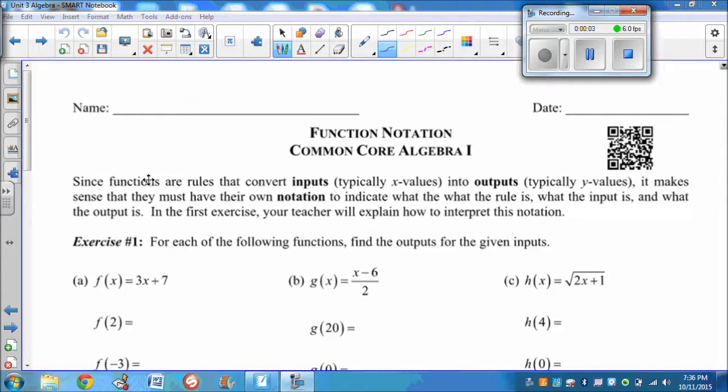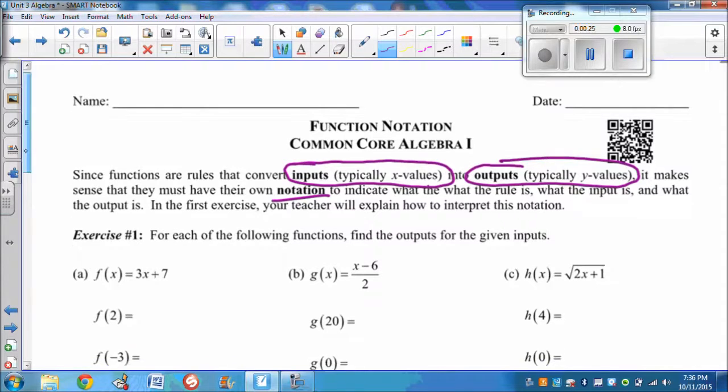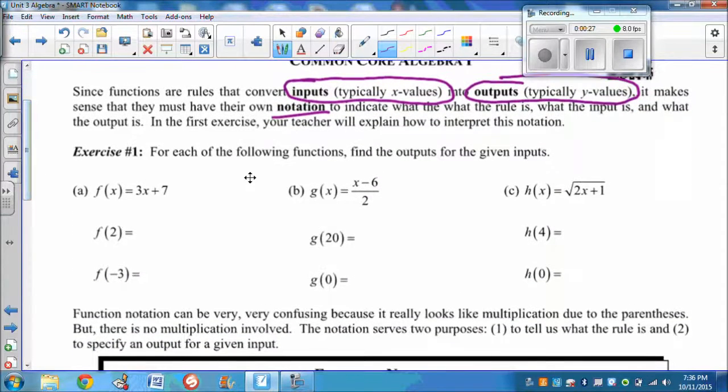Function notation. Since functions are rules that convert inputs, typically x values, into outputs, typically your y values, it makes sense that they have their own notation. Okay, and you guys may have seen function notation. So it says to indicate what the rule is, what the input is, and what the output is. So let's practice with some function notation.